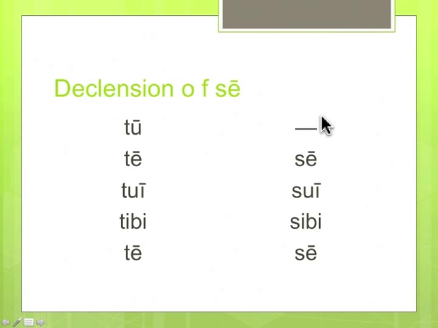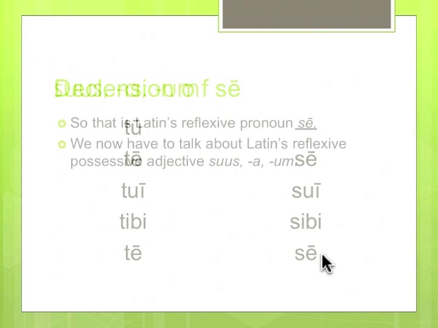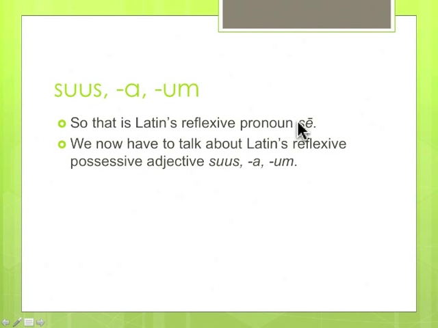Now logically, when you think about it, a reflexive pronoun cannot have a nominative form. Why? Because it refers back to the subject, and it doesn't make sense to have a subject refer back to itself. That just doesn't make sense. So there is no nominative form of the reflexive pronoun. But from that point on, in the accusative, genitive, dative, and ablative, it looks exactly like tu. So it's se, sui, sibi, se. Accusative, genitive, dative, and ablative. So that is Latin's reflexive pronoun se.